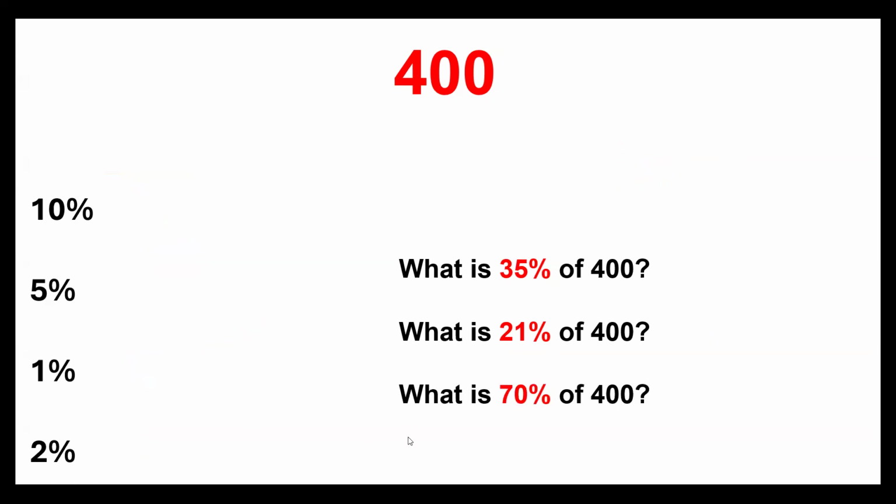Can you tell me what is 70% of 400? Now the numbers have gone from the screen. I'll add them for you, but I reckon you probably don't even need those at the moment. But I'll add them for you anyway, just in case. So 10% was 40, 5% is 20, 1% is 4, 2% is 8. What must 70% be? How are you going to work this one out?